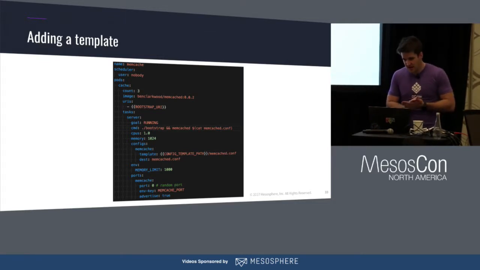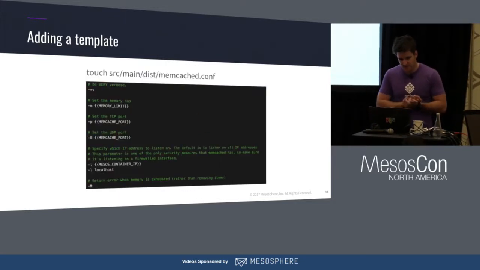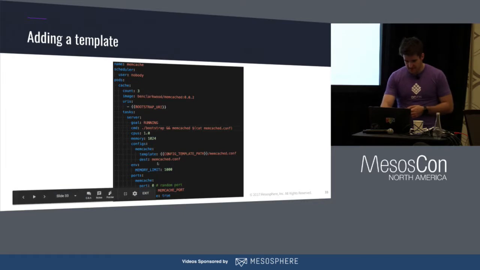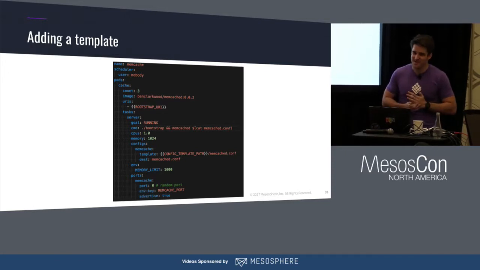So you can see here, we're taking this very simple configuration file. We're throwing in the memory limit, the memcache port, and the Mesos container IP, and then there's also a listen on localhost, so it's a little bit easier to talk to. We're also adding memory limit to the environment, and then we're doing bootstrap, memcached, and then I'm just catting the memcached.conf, because in my container, I couldn't figure out how to get it to read from it in the right place, so we're just doing a cat.